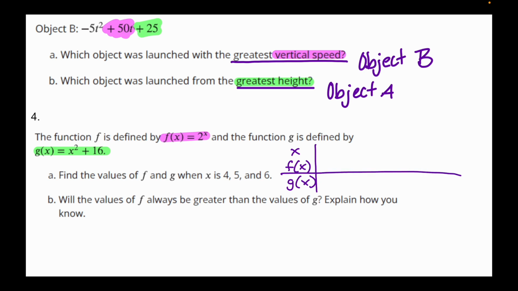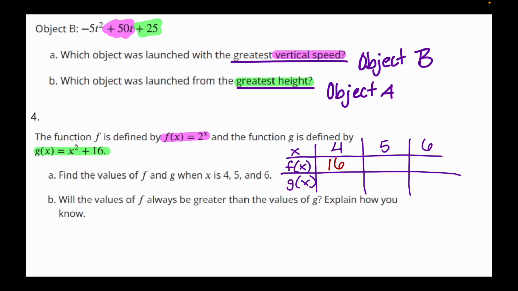So make a table going across like this. We want to know when x is 4, 5, and 6. Okay. So for function f, this is 2 raised to the power of x. So that means for 4, it's 2 raised to the power of 4. So 2 times 2 times 2 times 2. And if you plug that into a calculator, or you're able to just do it in your head, that should give you 16.